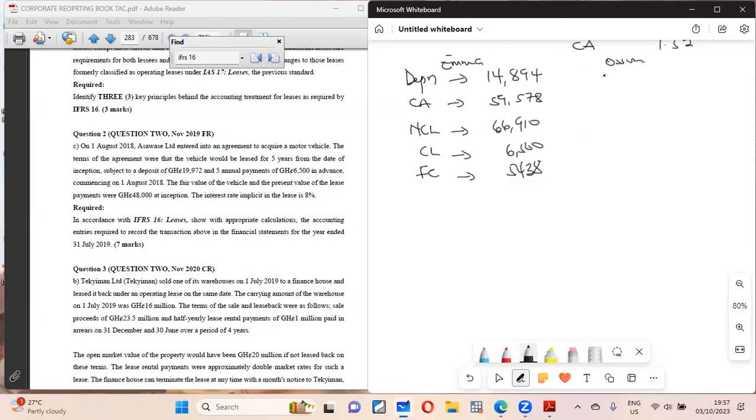You had what? The depreciation is 9,600. And the finance cost is 1,722. When it comes to the current amount, that one is 38,000, and 8,400. When it comes to the NCL, that one is 16,750. And then the CL is 6,500. So that one there, you had the same thing.